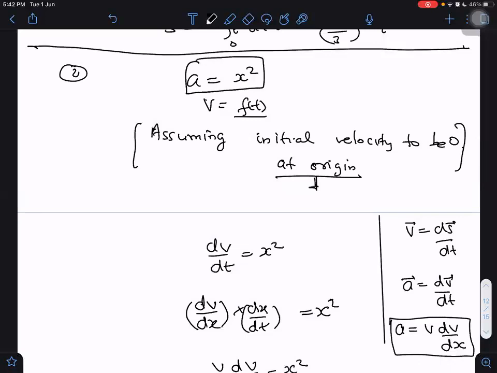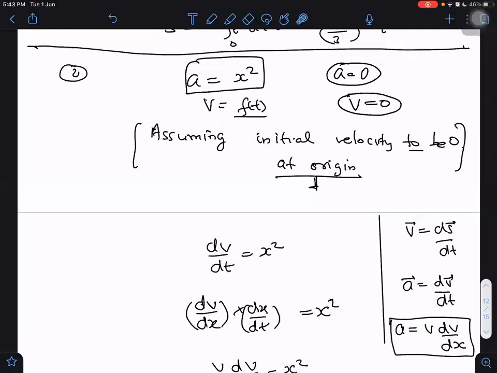At origin, what is the acceleration? 0. And what is the velocity at origin? 0. If speed is 0 and the rate of change of speed is also 0, then what does it tell us? The speed will not change. It is constant, and it means velocity should remain 0 only. It should continue to be at rest only.